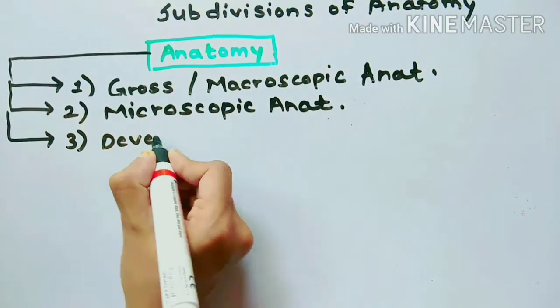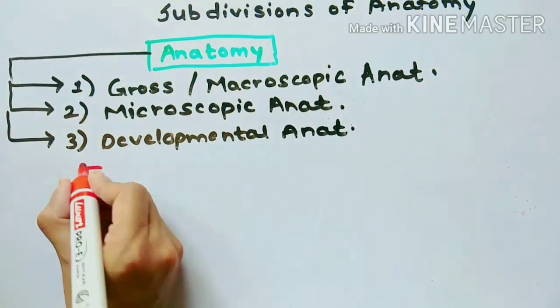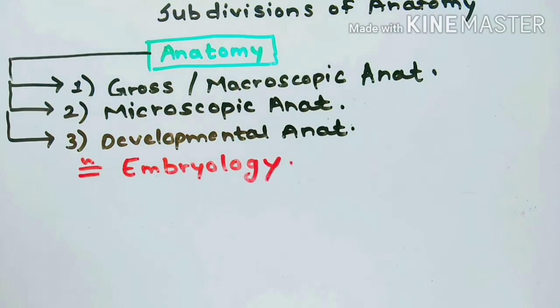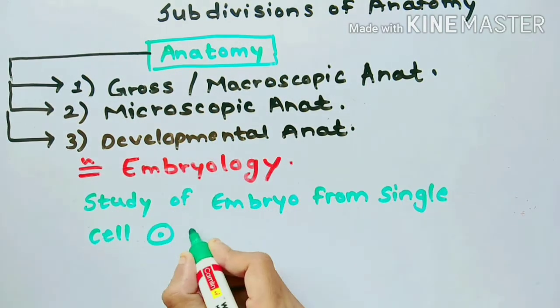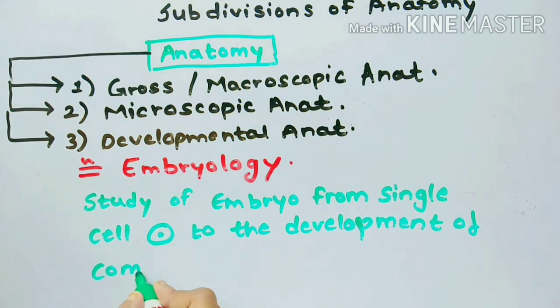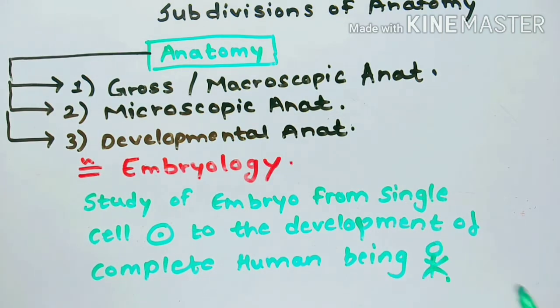The third is developmental anatomy. Developmental anatomy is also known as embryology. This branch deals with the study of the embryo from single cell stage to development of a complete human being.